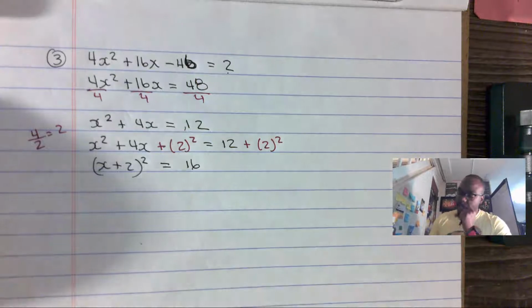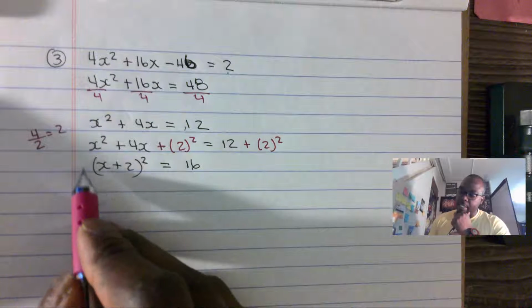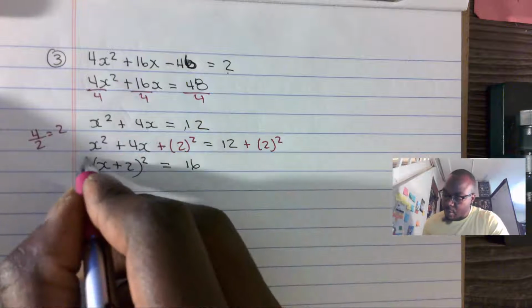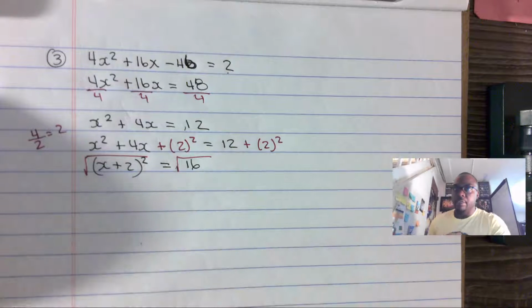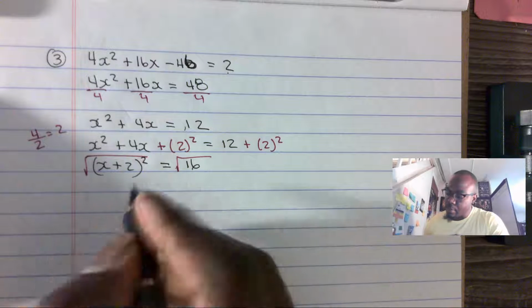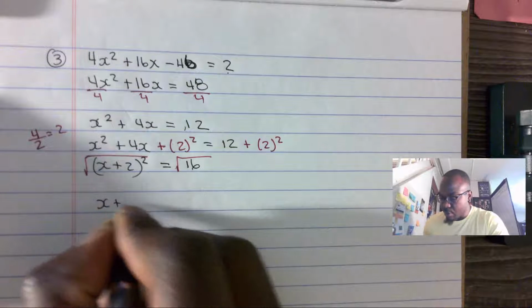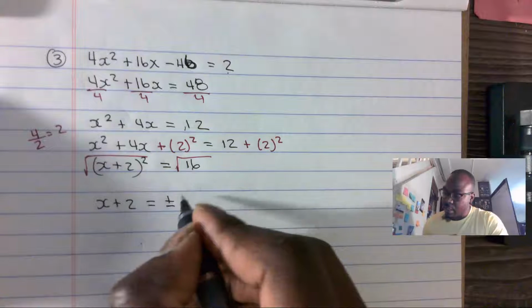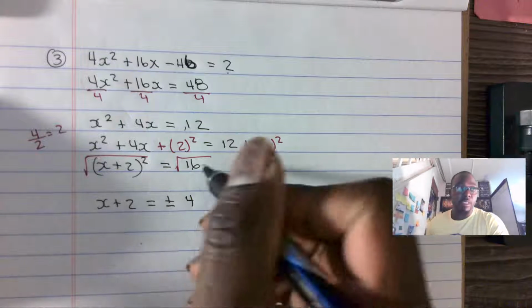Now I'm solving for x, and the only way for me to get to x is to get rid of the square. How do I get rid of a square? By taking the square root. So when I take the square root, I have x plus 2 is equal to plus or minus, what's the square root of 16? It is 4, because 16 is a perfect square.